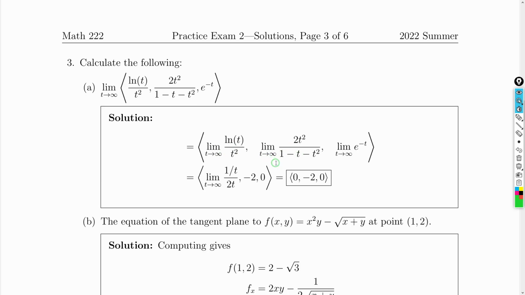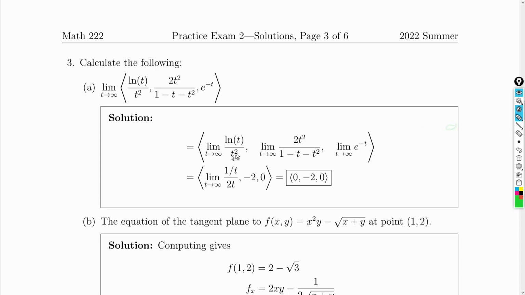With this one, you can see that it's polynomial over polynomial with the same degree, so it's the ratio of leading coefficients. So it's 2 divided by -1, which gives you -2. For the third one, the easiest way is to recognize the negative exponent as putting it into the denominator, and then you're taking the limit. That ends up becoming 1 over infinity, which is equal to 0. So that's easy to see.